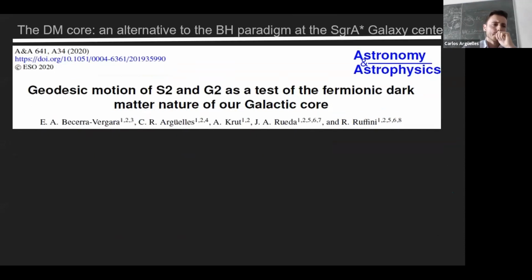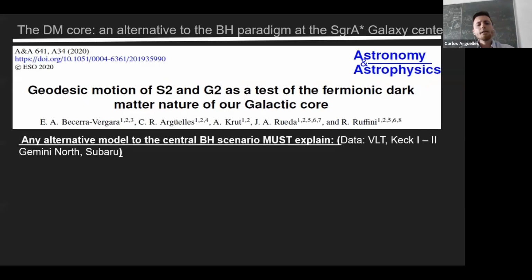But we can go further and ask: can not only the average circular velocity of these stars be reproduced without the black hole, with this core, but also the geodesic, or the orbit, or the full astrometric data of S2 and G2? We have done this work recently, so let me first clarify the data that must be reproduced here.